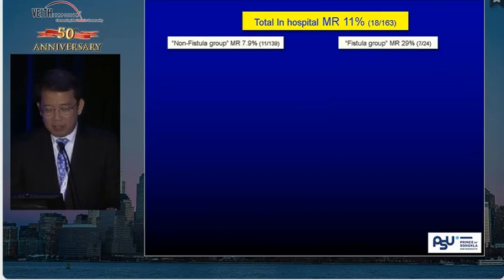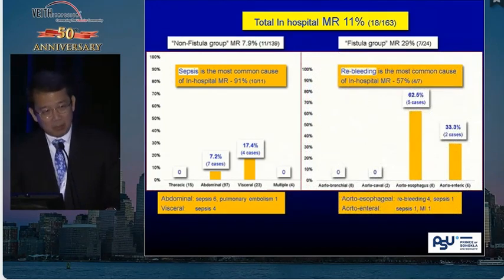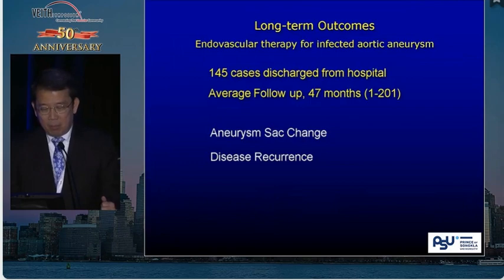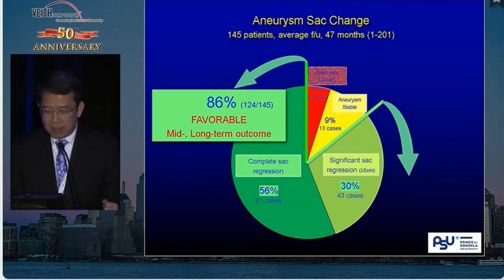When we look at the non-fistula group, the most common cause of death was sepsis. Rebleeding is the most common cause of in-hospital death in the fistula group. With an average follow-up of 47 months of the 145 surviving patients, the majority had significant or complete sac regression. That was 86%. 9% had a stable aneurysm sac, and only 5% had aneurysm growth.